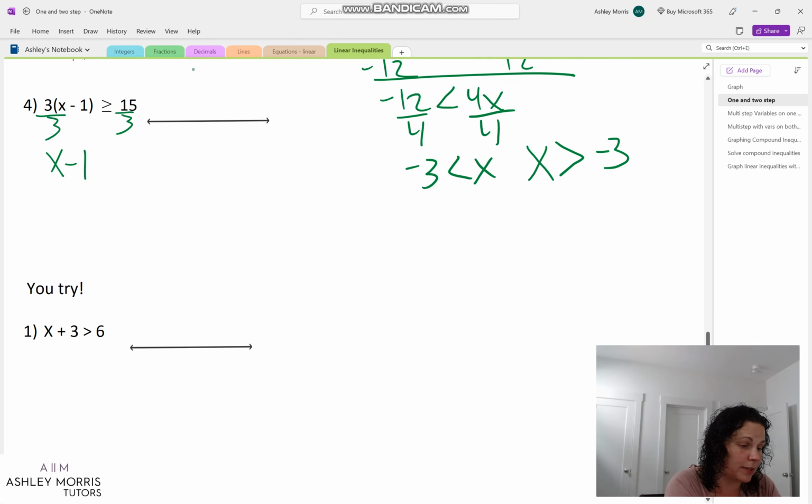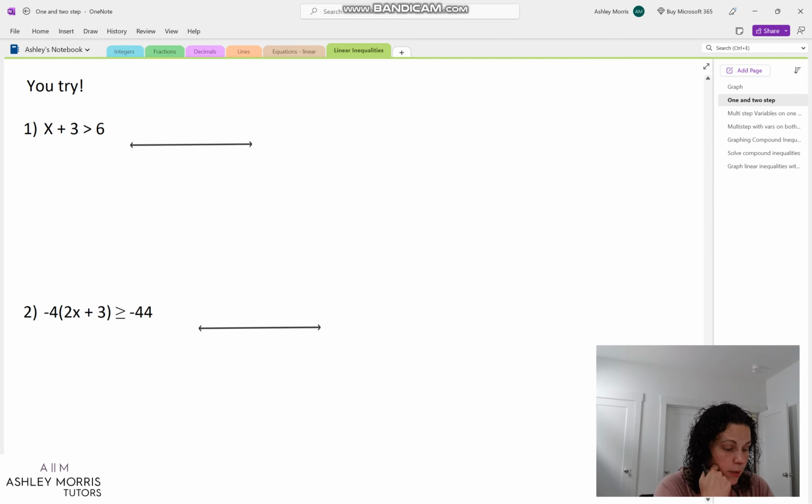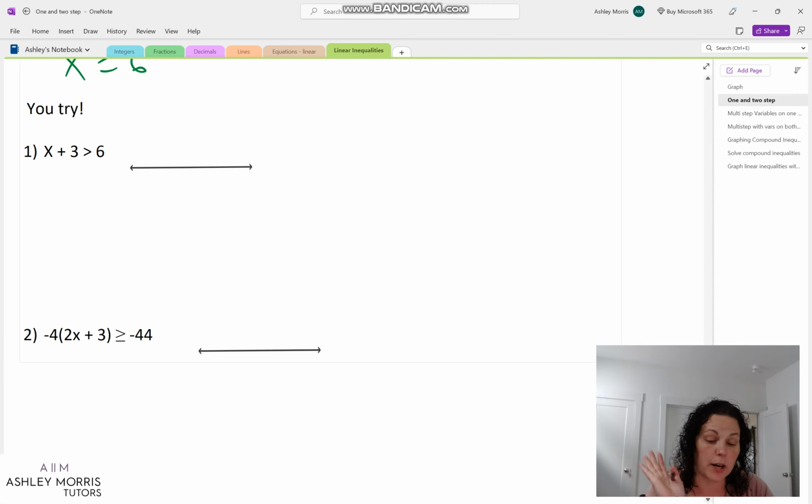All right, number 4, let's divide by 3. Dividing by a positive, so I don't have to worry about flipping my sign. Add 1 to both sides. I get x is greater than or equal to 6. So 5, 6, 7. Closed circle, greater than, bigger than. So here's 2 for you to try. Pause, do them on your own, and then push play.